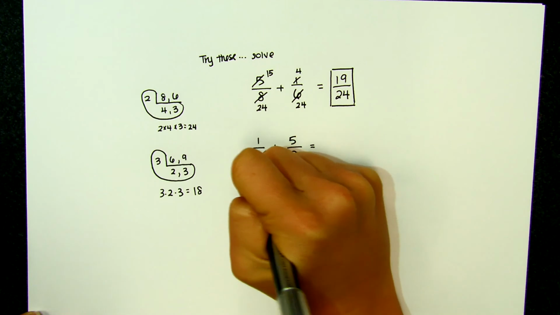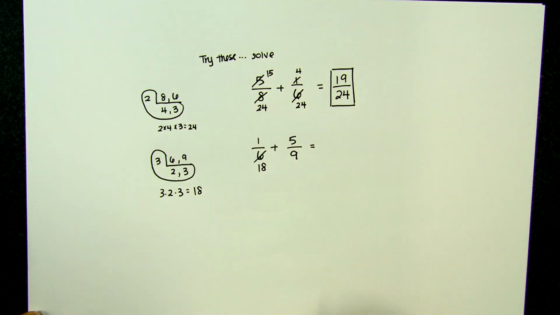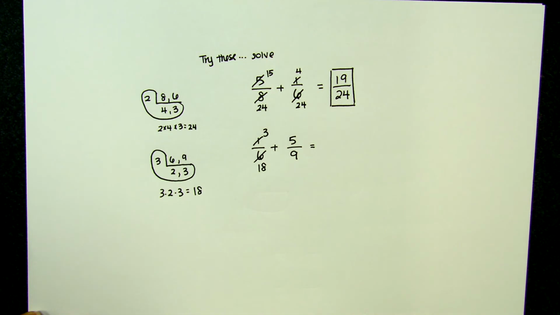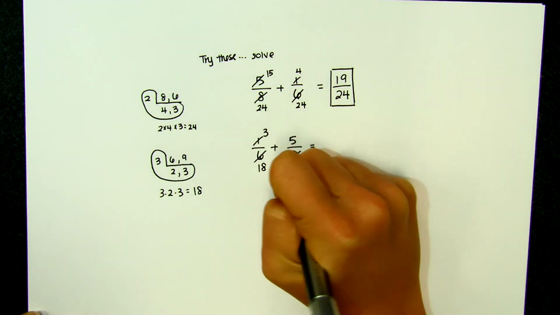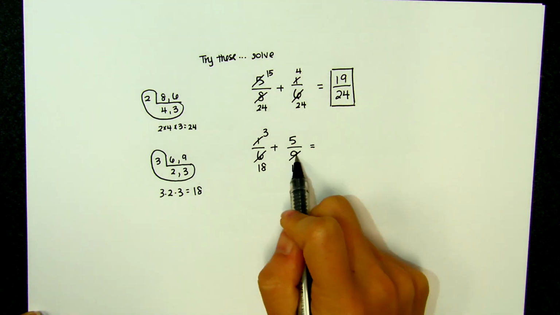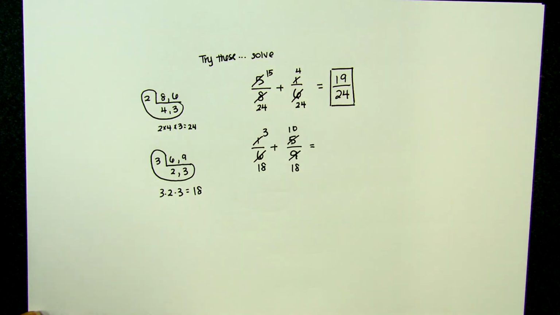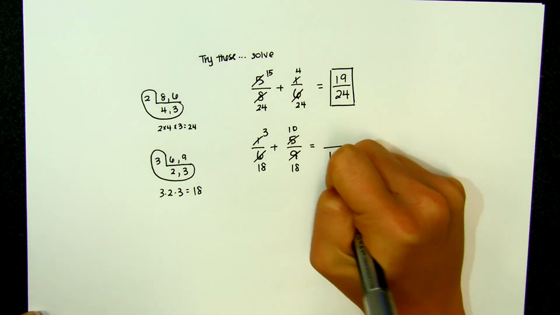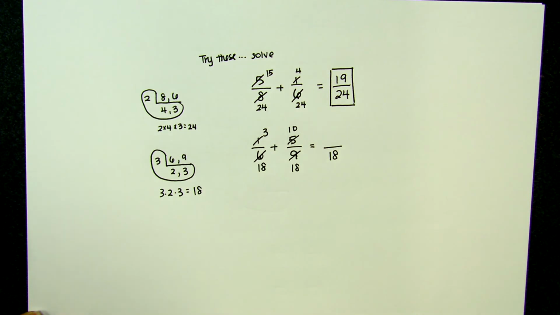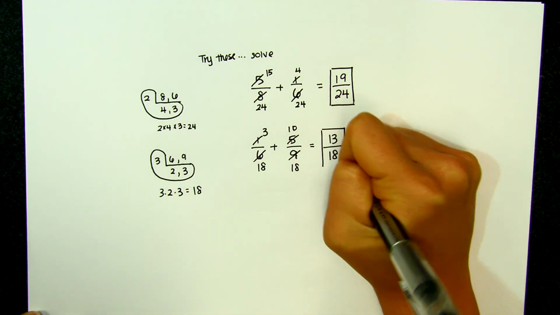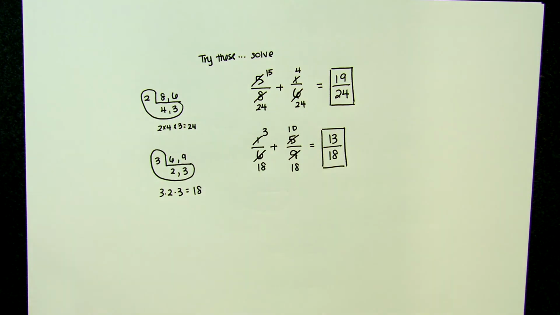So I need to change this to 18. In order to change 6 to 18, times 3 top and bottom. In order to change 9 to 18, I multiply by 2, so I need to multiply by 2 here, so that's 10. And now I add the numerators and keep the denominators the same. So 3 plus 10 is 13, and I can't simplify anymore, so that is my answer.